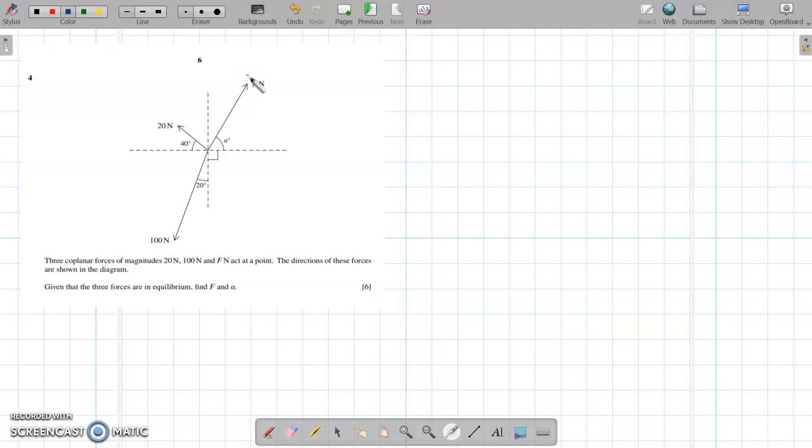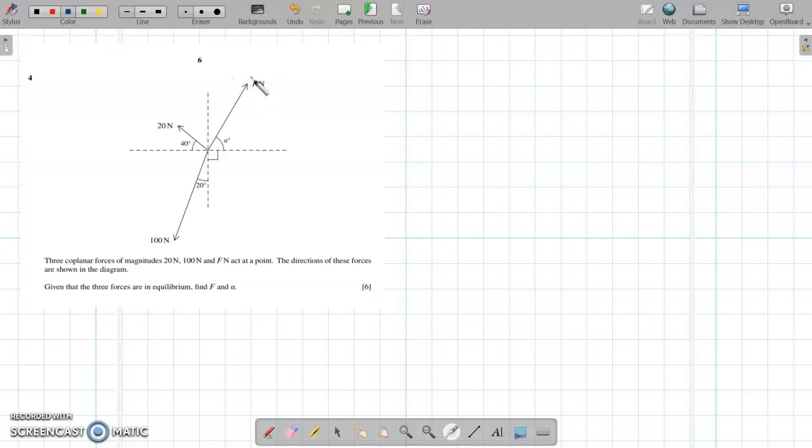So what we're going to do, we're going to resolve in two directions to collect equations, and each time we do it, we're going to get two unknowns. We're going to get an alpha, which is unknown, and we're going to get an F, which is unknown. Now if you resolved in the direction 90 degrees to F, then F wouldn't be involved.